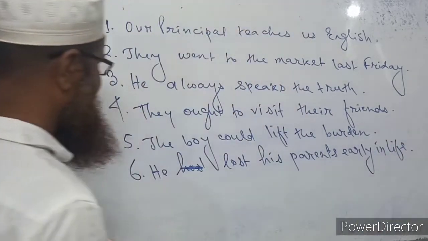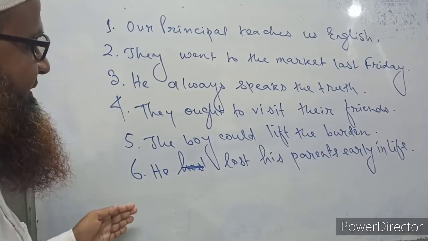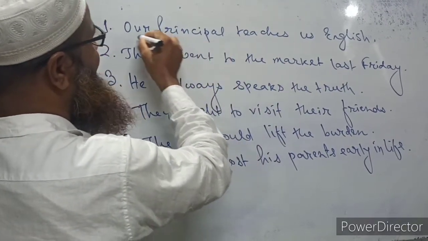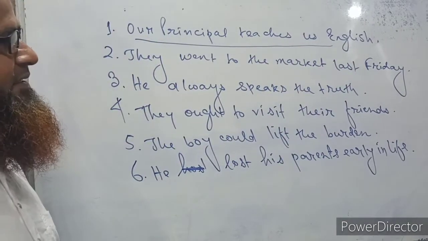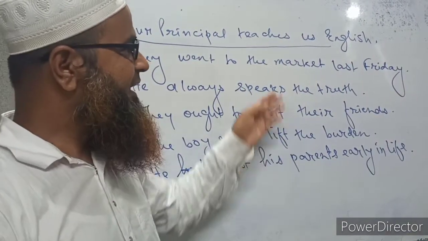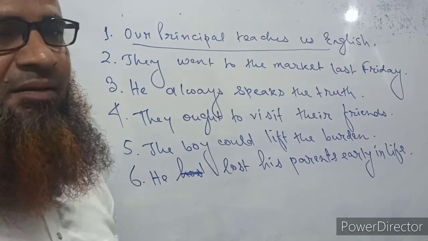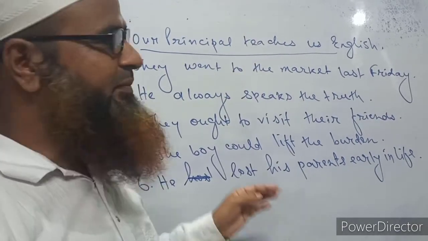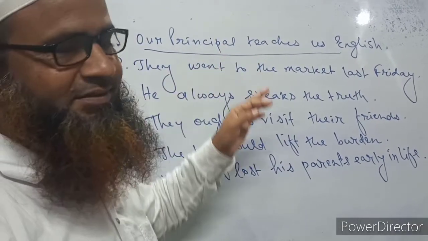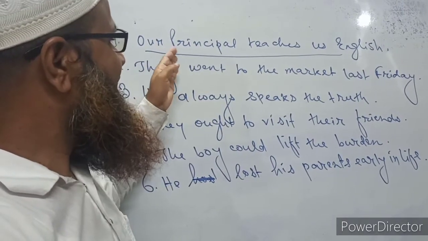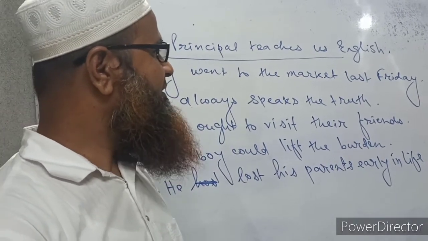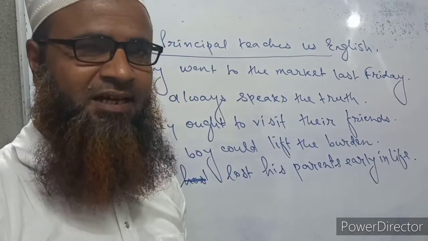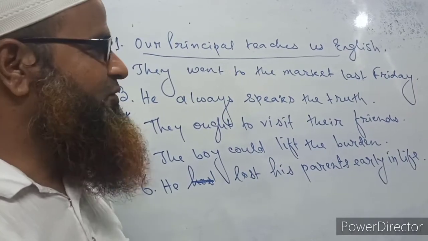So let me stop here and we'll change these 6 sentences into negative and see how we will approach to make them negative. Now, our principal teaches us English. This is a very simple sentence and we know that it is in present tense and the verb is in the third form because there is teaches. So we should make it negative with the help of does. Our principal does not teach us English. I hope you have understood it.